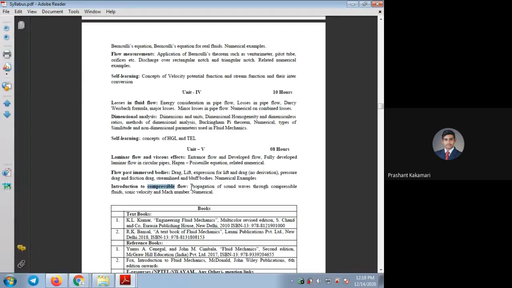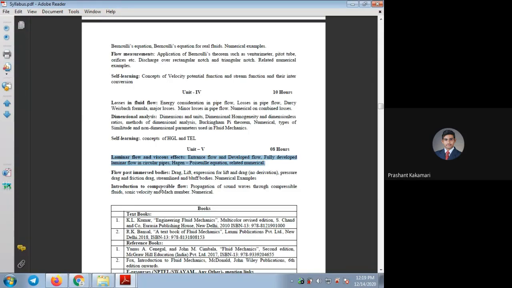Directly we are taking the propagation of sound waves through compressible fluids, or the disturbance in compressible fluids, that we are discussing. And we are discussing the sonic velocity and Mach number, that is subsonic flow or supersonic flow. So such type of flow, how the disturbance of the sound waves is going to be affected in this type of compressible flow, that we are discussing with some simple numericals. Okay, this is all about the fifth module. So we'll start with laminar flow today, and later we'll go to flow past immersed bodies. Last we'll take compressible flow.